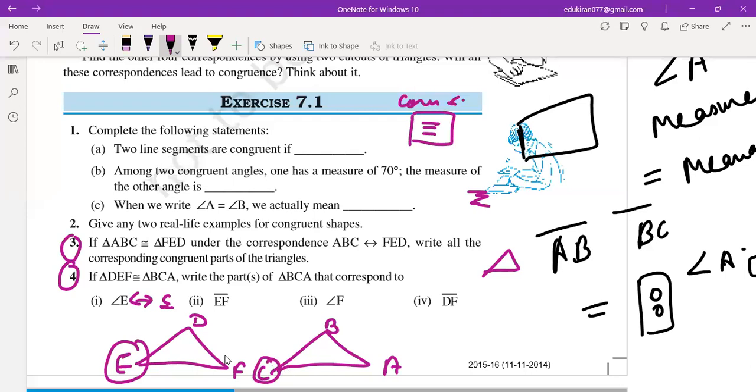Yes, ma'am, I was a little bit confused because you have to give two angles, right?